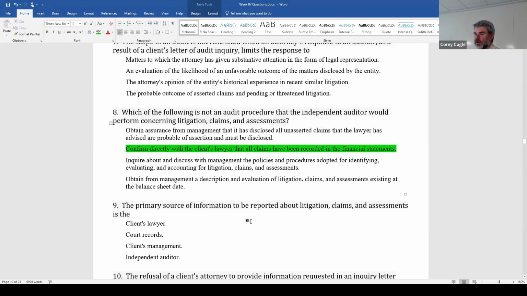C says, inquire about and discuss with management the policies and procedures adopted for identifying, evaluating, and accounting for litigation. Definitely would do that. And D says, obtain from management a description and evaluation of litigation existing at balance sheet date. We would do that. So B is the one that we wouldn't do entirely, right? We would do a bit of that with the lawyer.